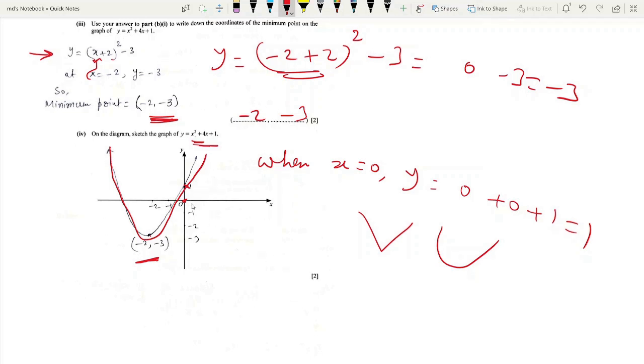That's it. It is for 2 marks, so no need to write or think too much. Just find the minimum point. Just check when x is 0, whether y is positive or negative. If y is negative, then you have to pass your curve below the x-axis, with respect to the origin. But at x equals 0 you have a positive value, so the point will be here, and just draw the curve.